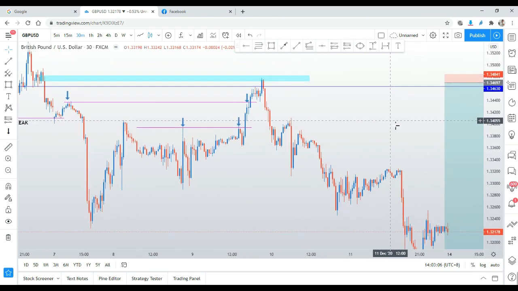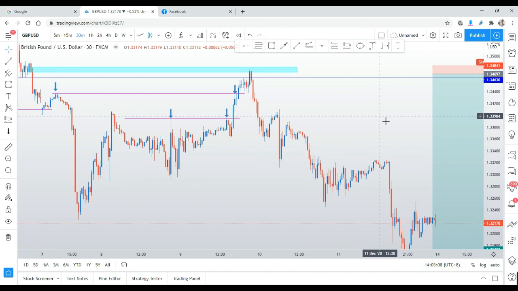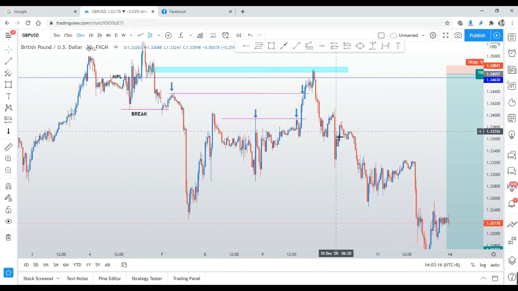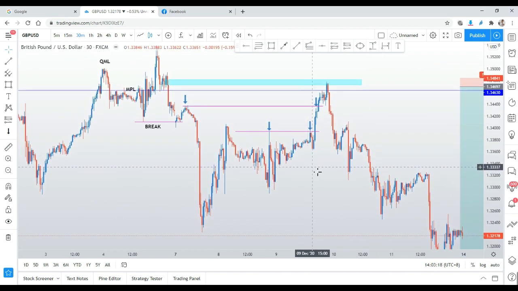Hopefully you guys learned a few tips or tricks about trading QML. You don't have to trade every single QML out there. Make sure you trade those that you recognize and are familiar with, then that is more than enough.